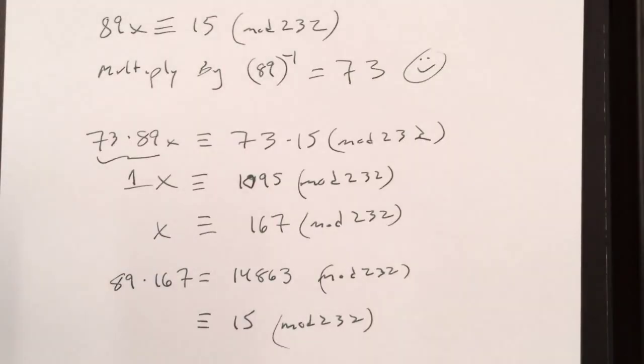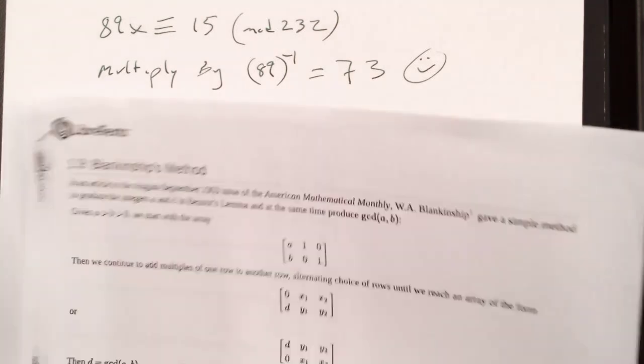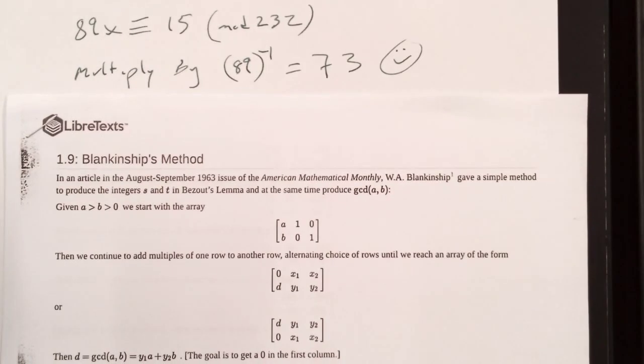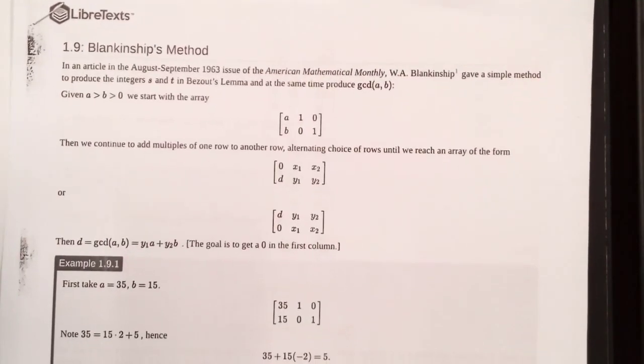But the extended Euclidean algorithm can be coded in a number of different ways. On our web links section on our Canvas page, I put a link to a free textbook section called Blankenship's method. Blankenship's method is another version of implementing the Euclidean algorithm, the extended version, using matrices. My problem with this method is that you're still doing all the same division. You're still working out what changes to make.